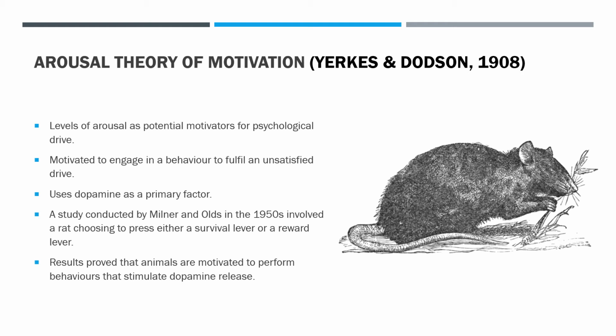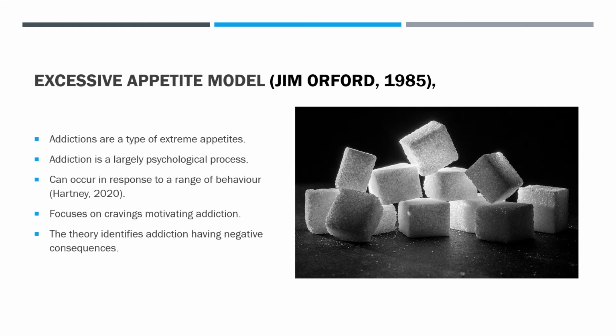The main idea of the excessive appetite model is that addictions are a type of extreme appetites rather than a form of dependency as seen with substance abuse. Addiction is described as a largely psychological process rather than a physical disease. Addiction can occur in response to a wide range of different behaviors, not just to alcohol and other drugs.